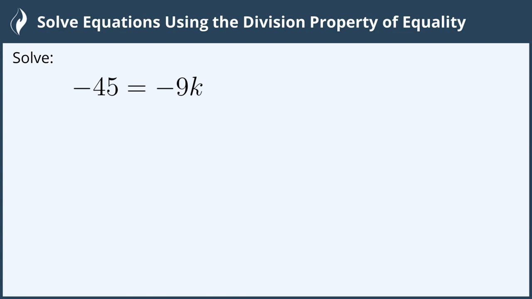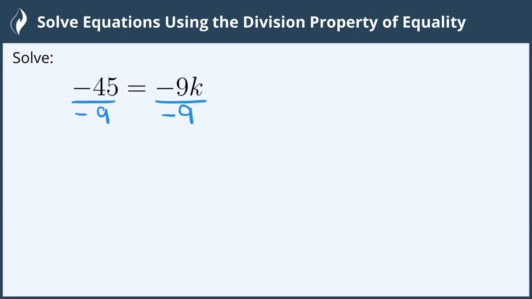Here I see I have -9 times k. There's nothing between the 9 and the k, which means that it is multiplication. The opposite of multiplying is dividing, so if I'm multiplying by -9, to negate that, I divide by -9. But I can't just go around dividing one side of an equal sign by -9. I have to divide both sides to keep that equal sign balanced.